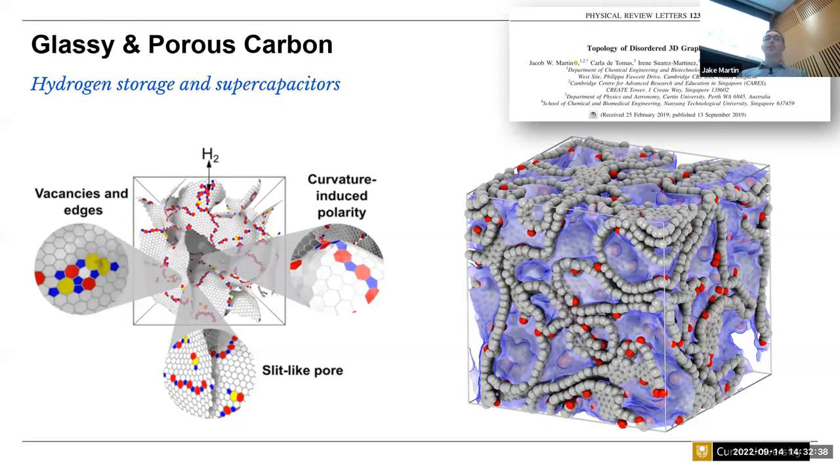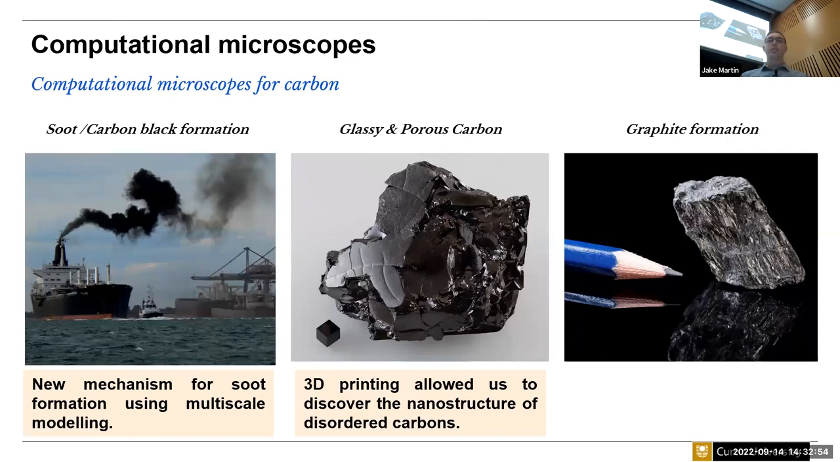We're currently working on seeing where hydrogen goes inside. I have a student doing grand canonical Monte Carlo simulations that I can't show yet, but we're also doing some work adding oxygen to see how oxygen and hydrogen influence it. I'll whiz through the last little bit because I think that's quite fun. I still have some time. So 3D printing in the case of the glassy porous carbons allowed us to discover a potential nanostructure for disordered carbons. We're still working on showing how it matches up.